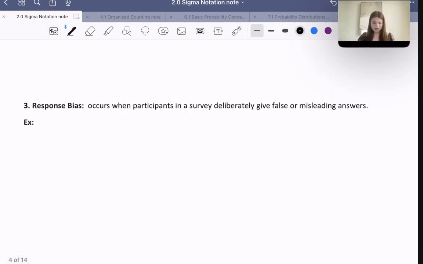The next one is response bias, and this is when participants, it says here, when participants in the survey deliberately give false or misleading answers. I'm going to change this a little bit. It's when participants in a survey give false or misleading answers, but it's not necessarily deliberately. Sometimes it can be because a question on a survey was unclear. So I will say response bias is not always deliberate, right?